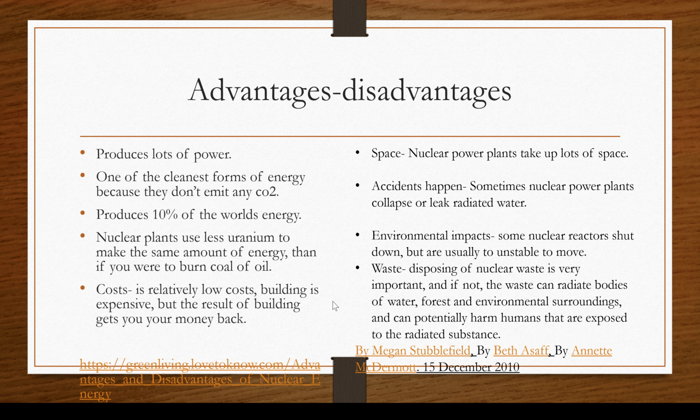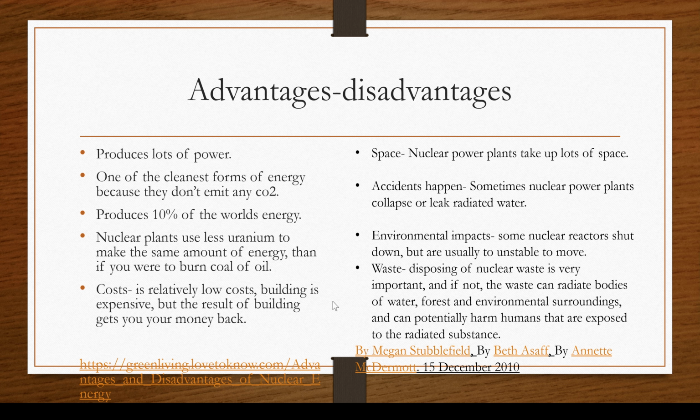Nuclear power produces lots of power, and it is one of the cleanest forms of energy because it does not emit any CO2. CO2 is a very harmful chemical that affects our ozone, affects our trees, affects our atmosphere, and is the ultimate cause of global warming. Nuclear power plants, as I said before, produce 10% of the world's energy, and this is very good, and it means we don't have to rely so much on fossil fuels.